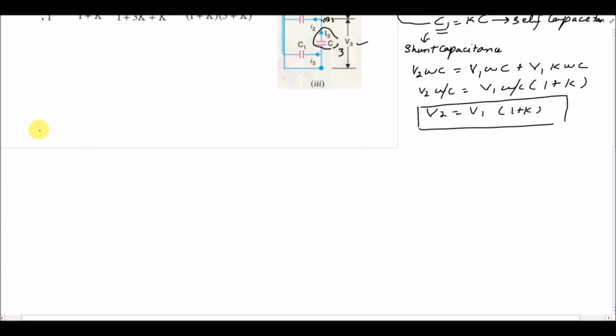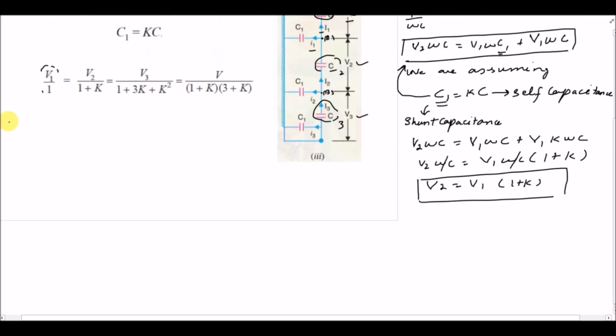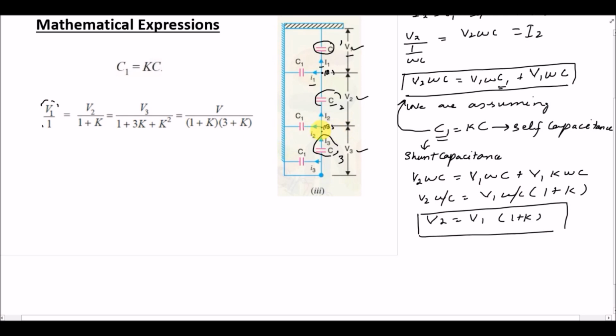Similarly, if I have to find the voltage V3, that will be found by applying KCL at node B. So we have node B at this point. KCL at node B: the current I3 is entering node B, and the current I2 and the smaller I2 are moving away from node B. So by KCL we can write I3 is equal to I2 plus smaller I2.